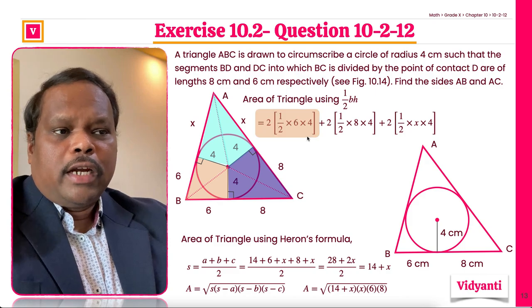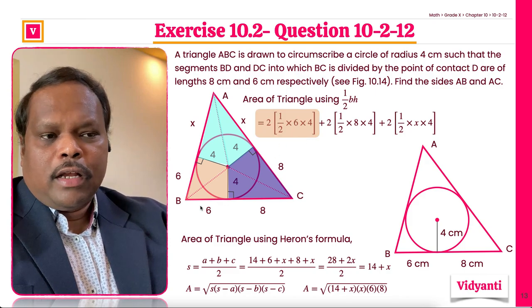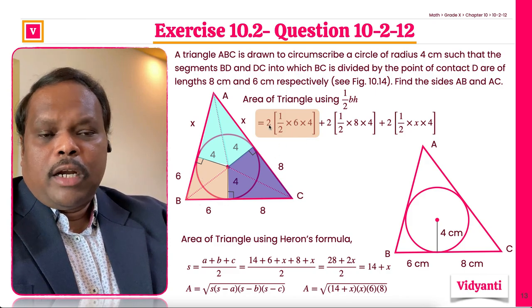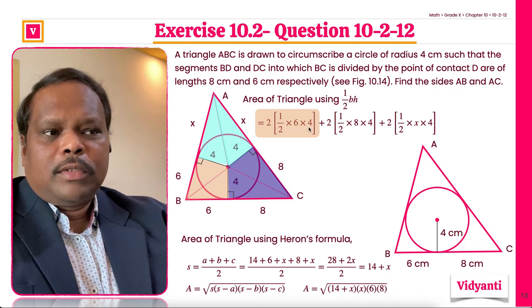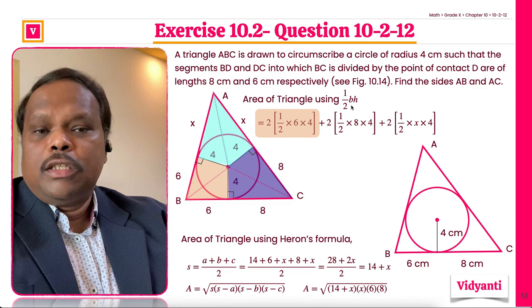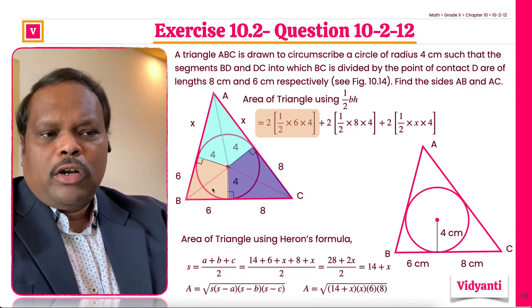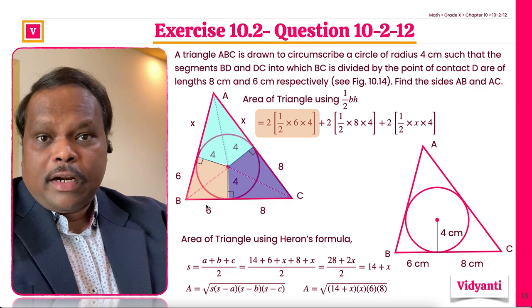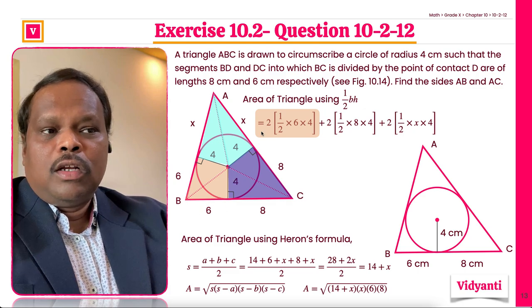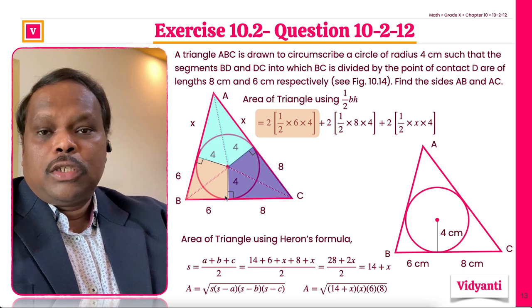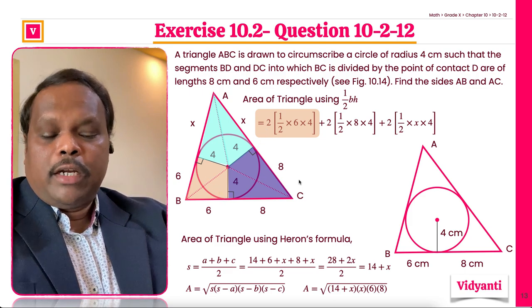I have color coded that. Let's focus on the brown area. Why is it multiplied by 2? Because there are two such smaller triangles. Why is it half times 6 times 4? Because we are using the formula half BH, base into height. So for this small triangle, first of all, it's a right angle triangle. The base is 6, height is 4, and half BH. And there are two such triangles, so that's why it is multiplied by 2.